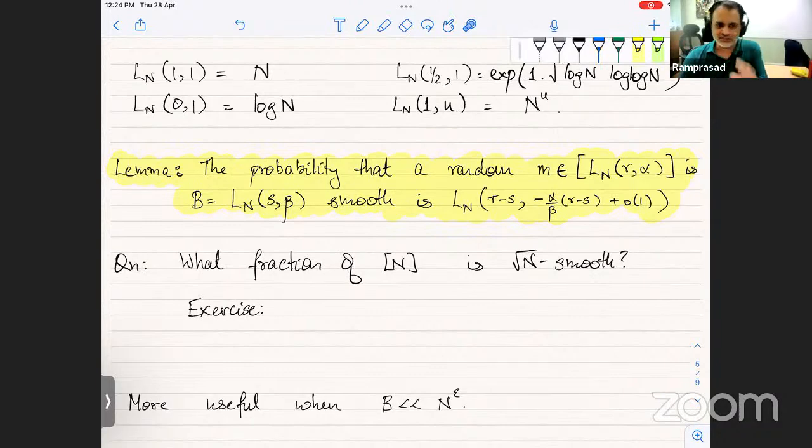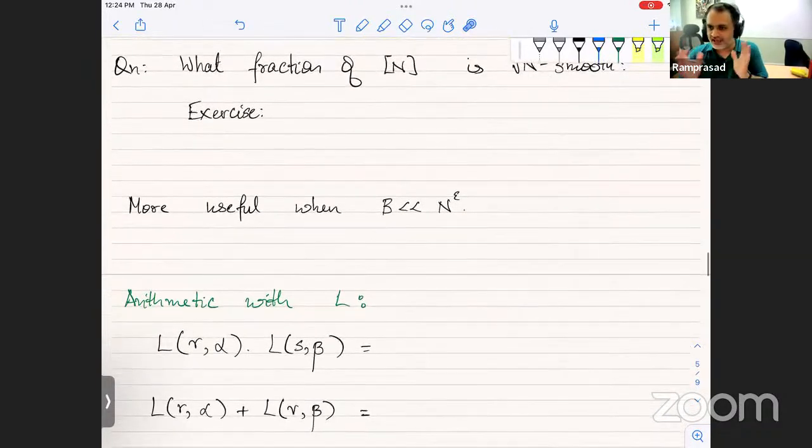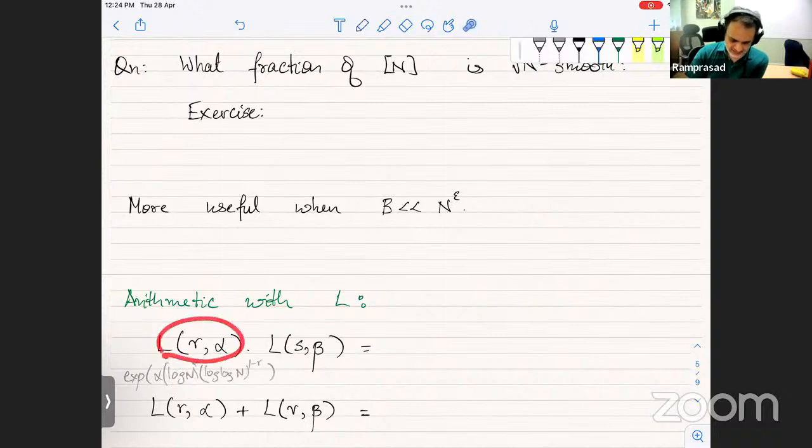Okay, so before we get into the analysis, let's do some simple arithmetic with these L functions. Suppose I have one expression that looks like L_n of r comma alpha times L_n of s comma beta. What should its product be, in terms of L functions again? This is exponential in alpha log n to the r, log log n to the 1 minus r. This is going to be the same thing: beta log n to the s, log log n to the 1 minus s. Okay, so let's do two cases.